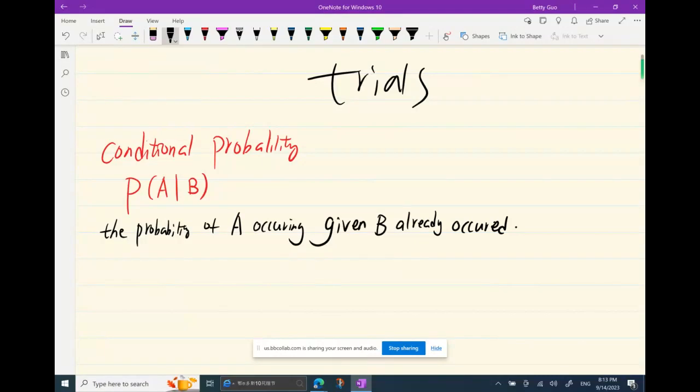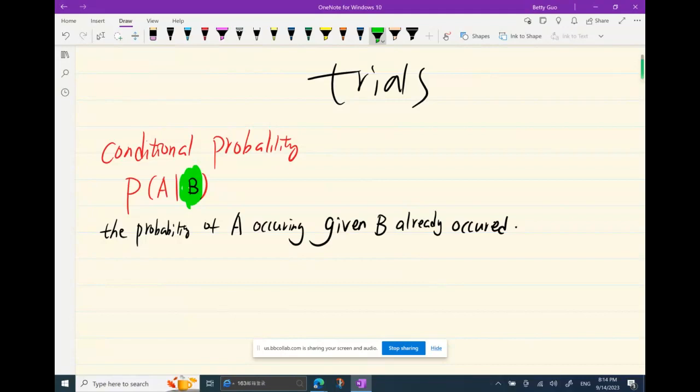We can understand conditional probability as a probability with a condition. What's the condition? The condition is behind the bar. You put a condition behind the bar: given B already occurred. Based on that condition, what's the probability of A occurring?